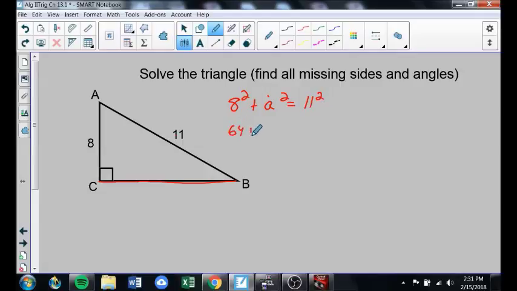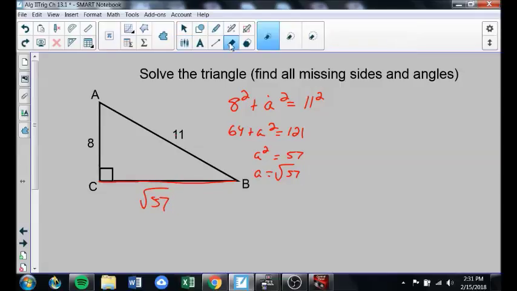So 64 plus a squared equals 121. Subtract 64 from both sides, and a squared equals 57. Well, if a squared is 57, then a is just root 57, whatever that decimal is. And if you were actually doing a project where you needed a length, you would do that as a decimal. But if you're just writing down math, save yourself a couple steps and just write root 57. So I found all the missing sides already.